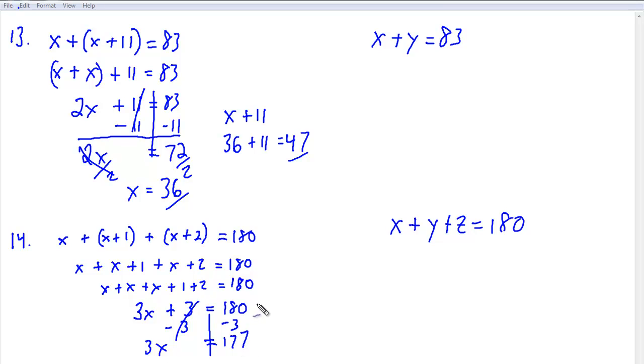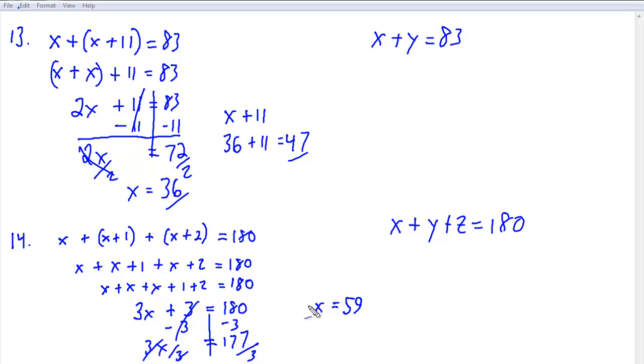Then what we're going to do is divide both sides by 3. Cross out the 3's because they simplify to 1. 1 times x is equal to 59. 177 divided by 3 is 59.